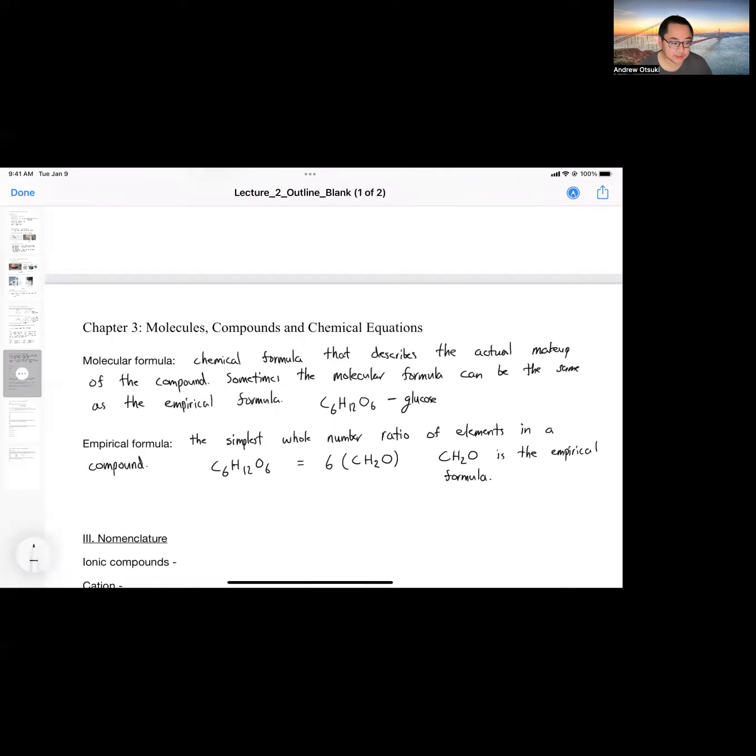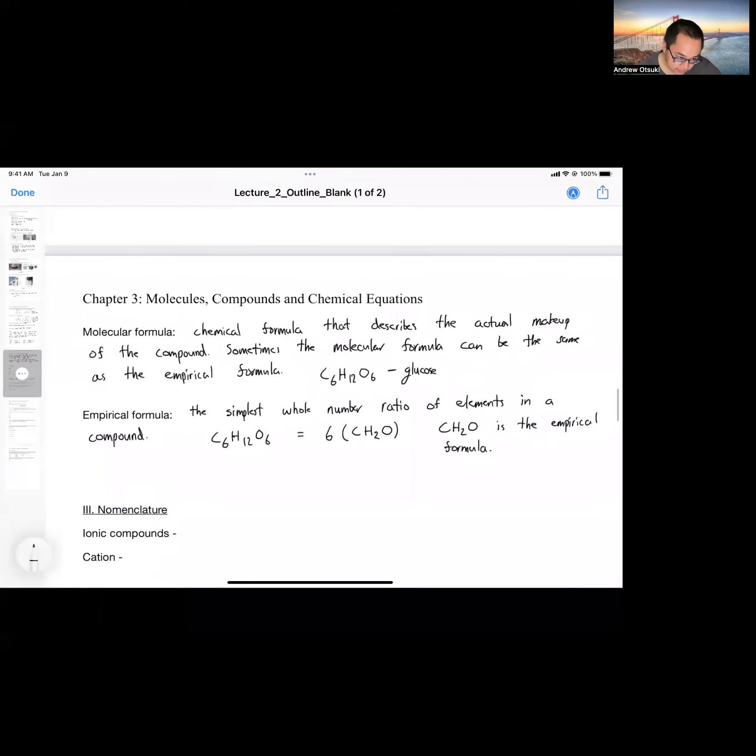All right. So another example is C4H8. In this case, we can factor out the 4, and our formula now turns into CH2, and 4 times 2 gives us 8. So CH2 is our empirical formula.